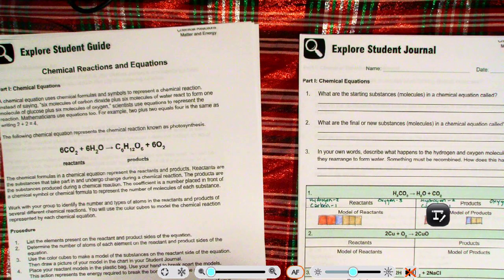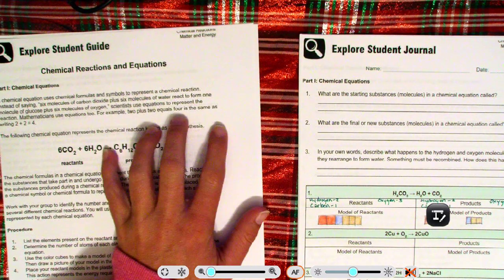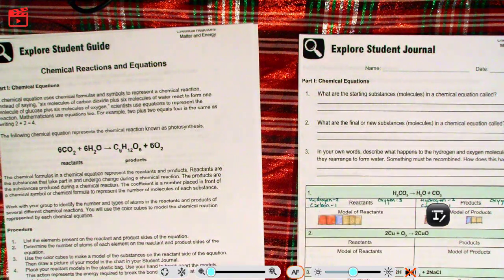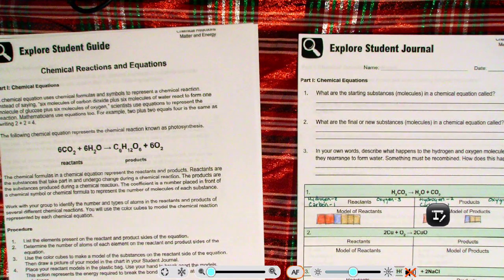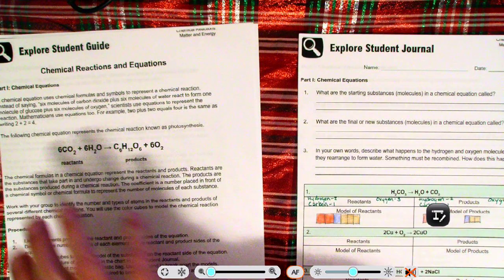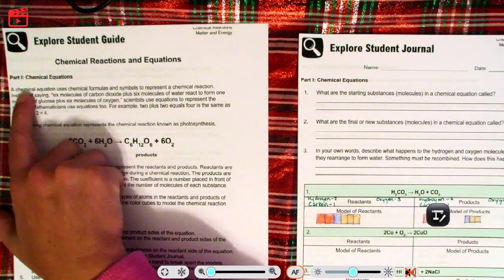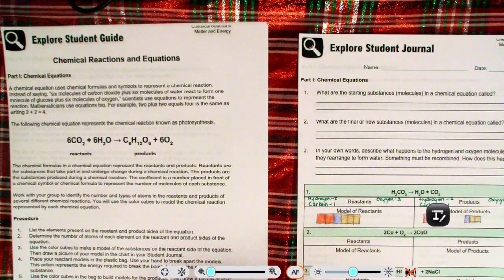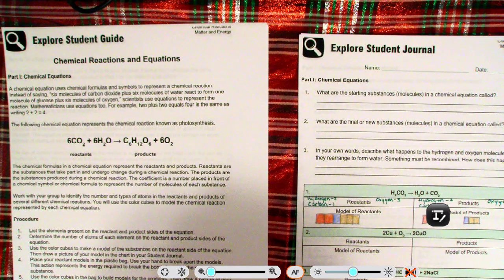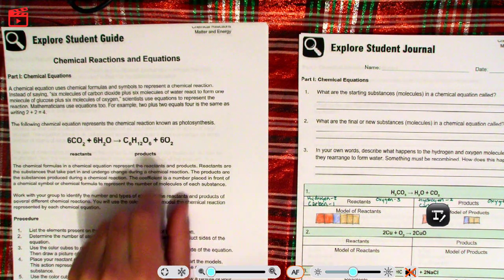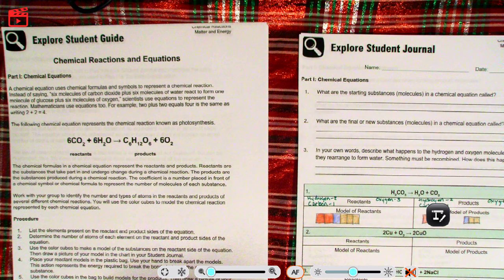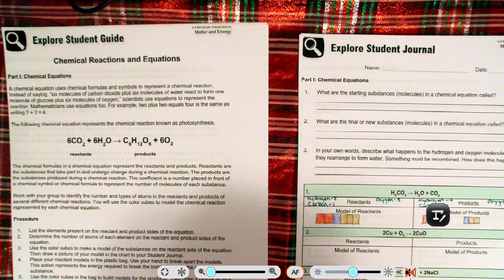So today you're going to be using the student guide to complete a few parts in the student journal. You're going to start with part one right here, chemical equations, and this over here is part one. So it's very easy to know where you're at when you're doing this today. You will read this little background information right here. It reiterates kind of the stuff that we were doing before we got out for Thanksgiving.